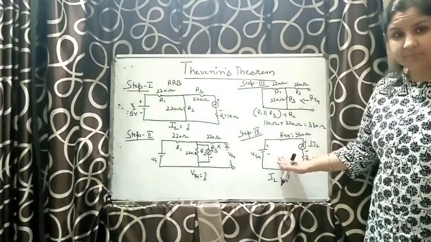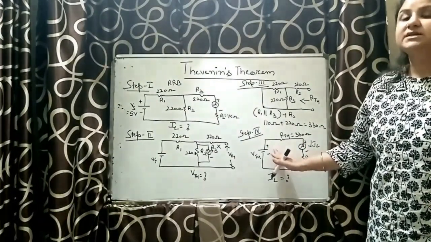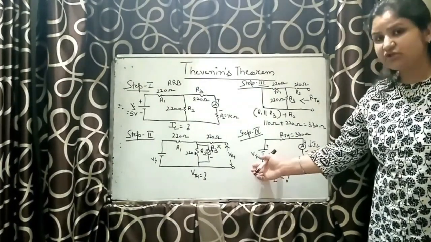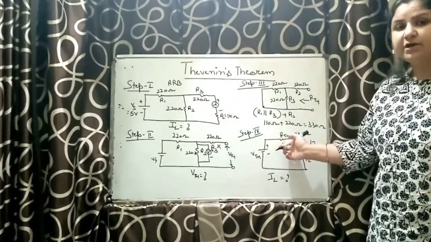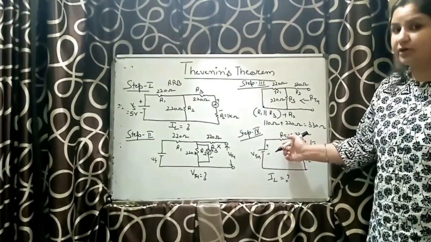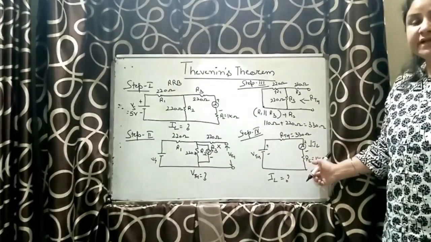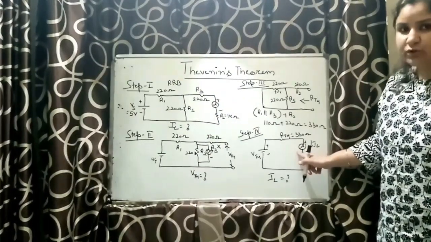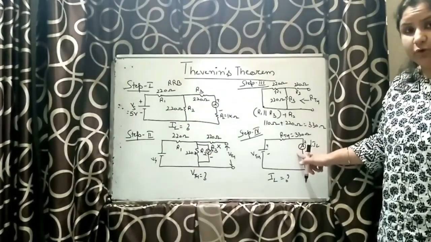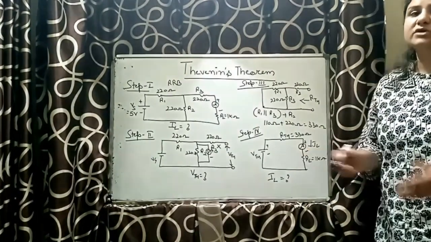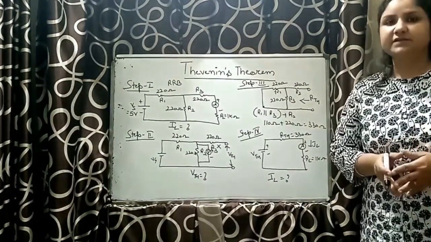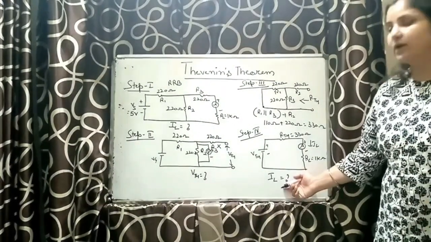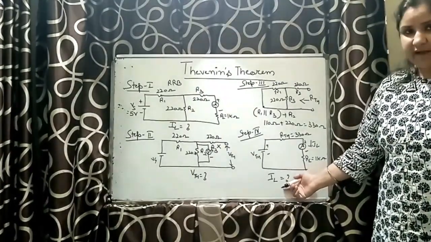The final circuit diagram, step number 4, is Thevenin's equivalent circuit, in which VTH is connected in series with RTH, that is 330 ohm, connected in series with RL, 1 kilo ohm. Obviously, we are supposed to connect this ammeter over here in series, because ammeters are always connected in series, as the current remains the same in a series circuit. So we will calculate IL in this circuit diagram as well.